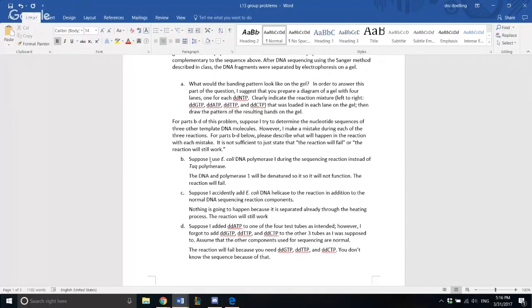D. Suppose I added dATP to one of the 4 test tubes as intended. However, I forgot to add the dGTP, dTTP, and the dCTP to the other 3 tubes I was supposed to. Assume that the other components used for the sequencing are normal. So it'd fail because we still need the dGTP, dTTP, and the dCTP. You don't know the sequences because of that, but it would still give us the T. It would work all the way up to the T value, the dATP, right? Yep. Perfect.